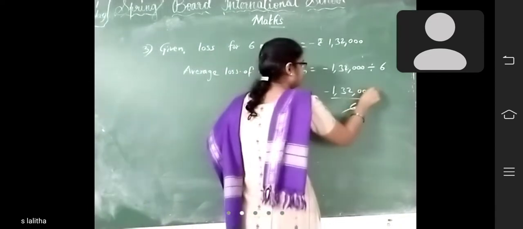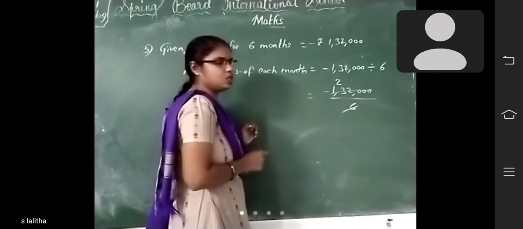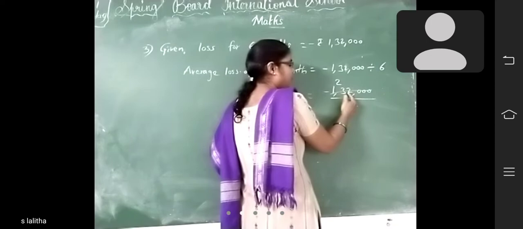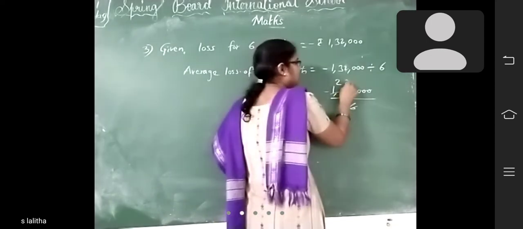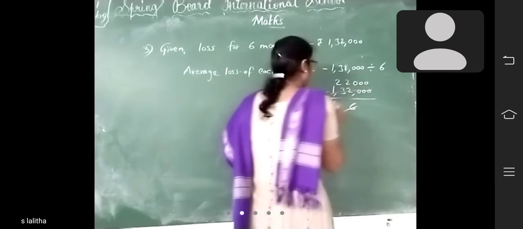Now find it. 6 to 12. 6 to 12. 1 is remaining. Here you have to add 1. That means 12. How much? 6 to 12. So here 3 zeros are there. Put 3 zeros. So what is the answer?